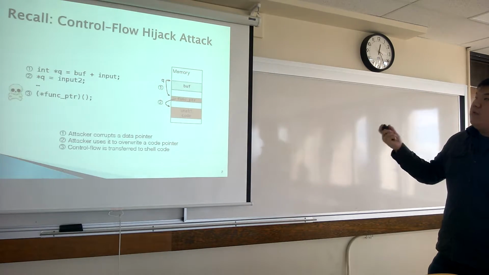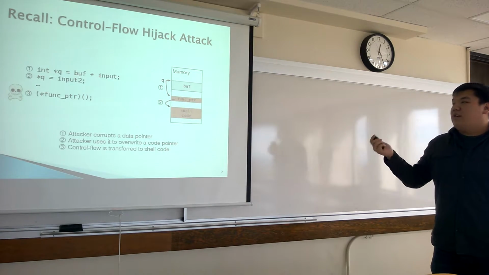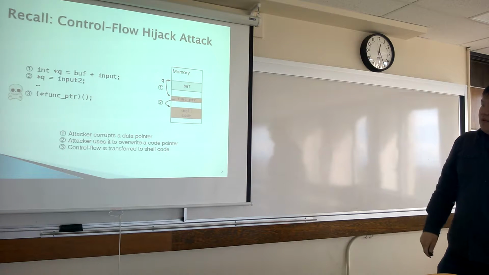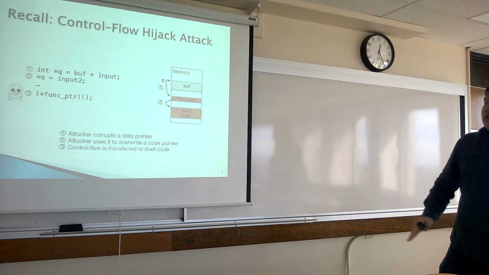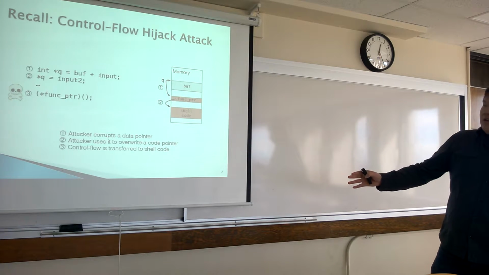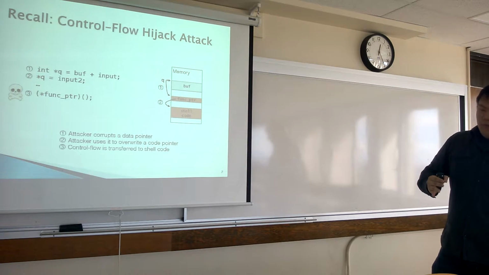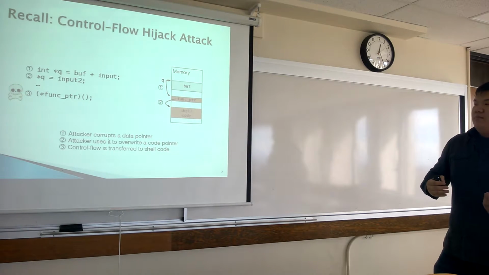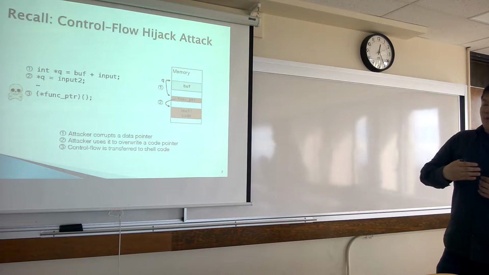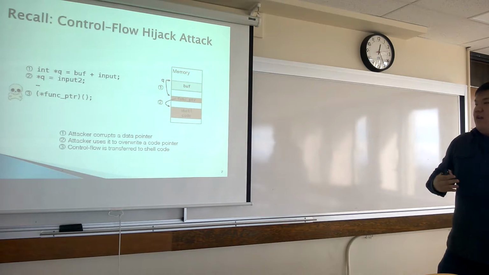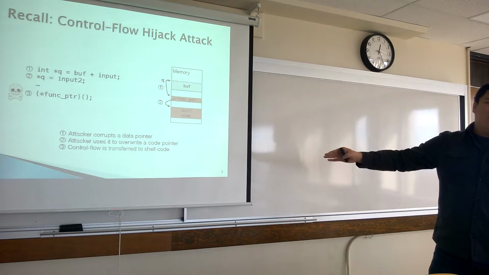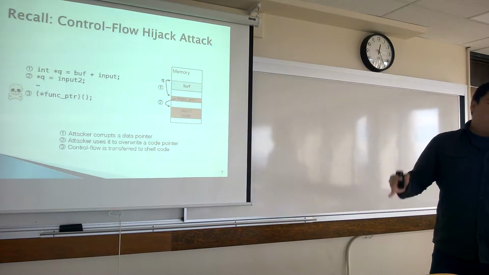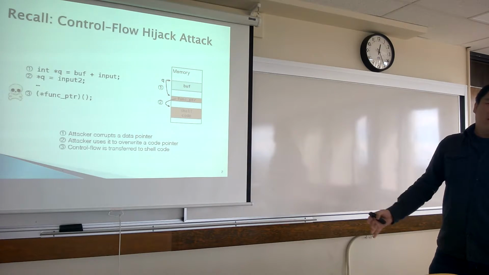So just quickly recall what a control flow hijack attack actually is. There's an example there with the memory on the side. The attacker corrupts a data pointer, and then uses that to gain access and overwrite a code pointer. And then from there, the control flow is transferred to whatever shellcode. So basically, the attacker gets you to execute their code instead of what code should have been executed.